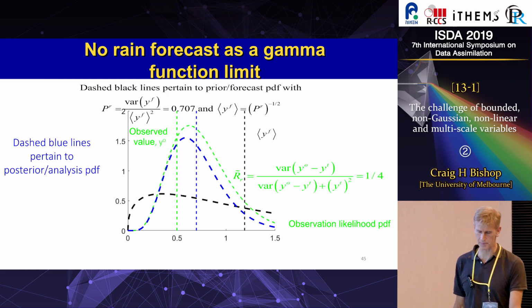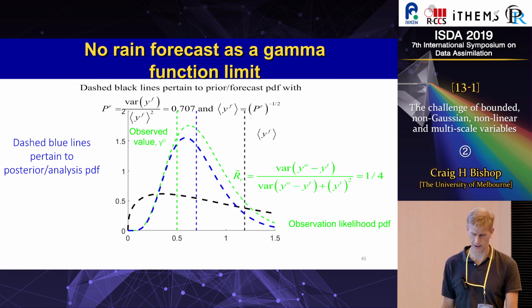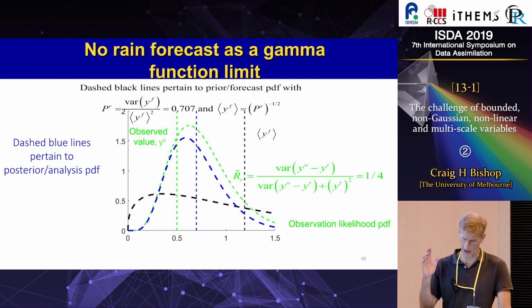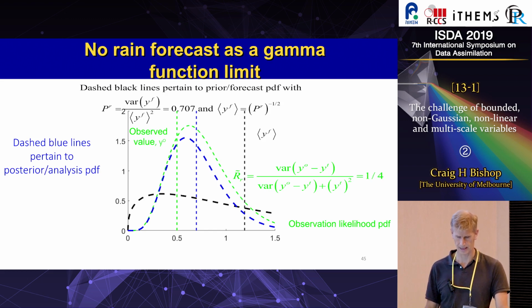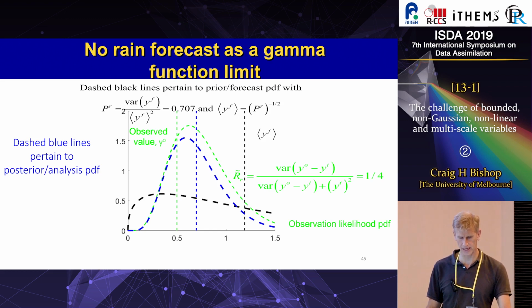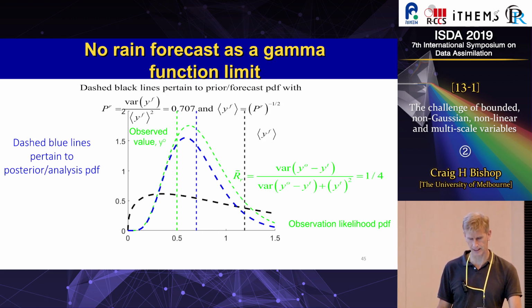And I'm going to assume here that I have a good observation of rain that's 0.5 of some unit of rainfall. Yeah? And this green dashed line is showing me the observation likelihood. So to get the posterior, I multiply the green line by the black line, and that gives me the blue line. Yeah, so that's the posterior.